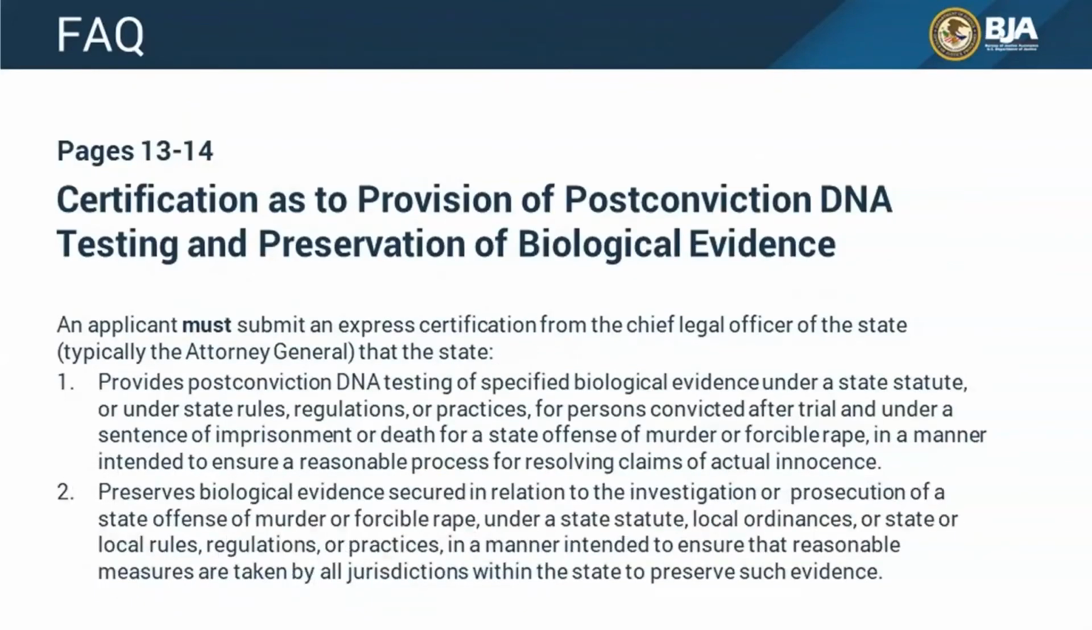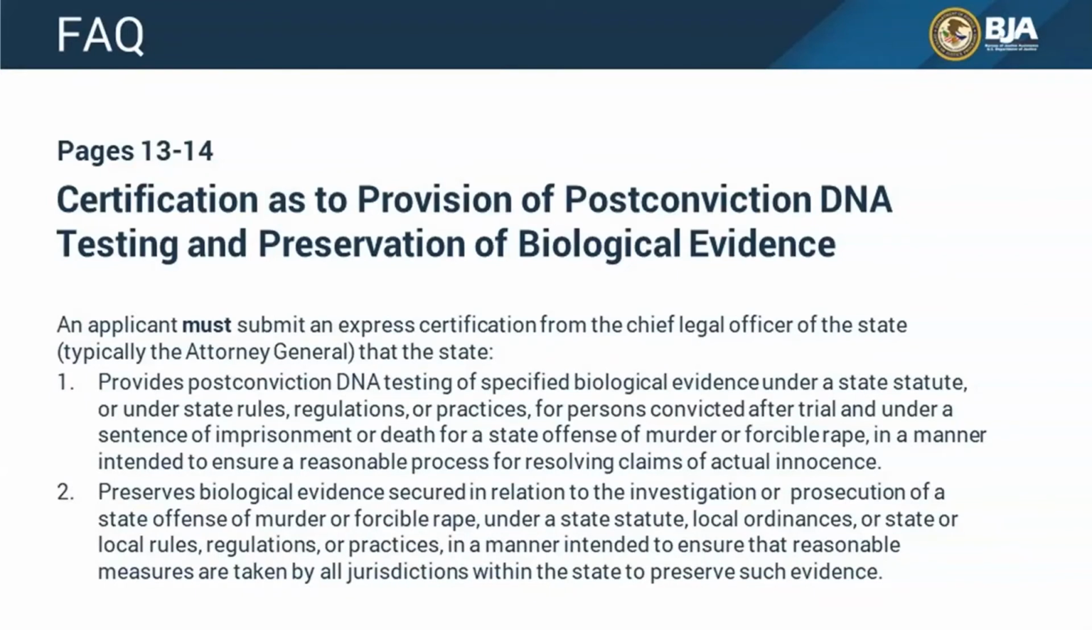We do receive a lot of questions about this section, the certification as to provision of post-conviction DNA testing and preservation of biological evidence. This can be found on pages 13 to 14 of the solicitation. So this whole section is taken from the authorizing legislation for this program. It must be followed in order to access funds from this program. So I'm actually going to read these sections, which are taken from pages 13 and 14 of the solicitation.